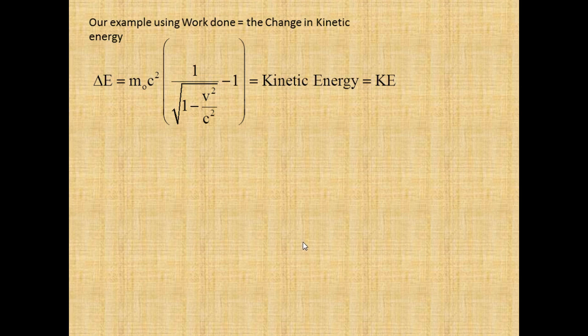Okay, our example using work done equals change in kinetic energy, that I did on my Facebook page somewhere down there. I've done a lot of videos. But if you look for that calculation, I came up with the change in energy is equal to m naught, the rest mass, times c squared, the speed of light, times the quantity 1 divided by the square root of 1 minus v squared over c squared, minus 1. And that's equal to the kinetic energy. Okay? All right? The relativistic kinetic energy.